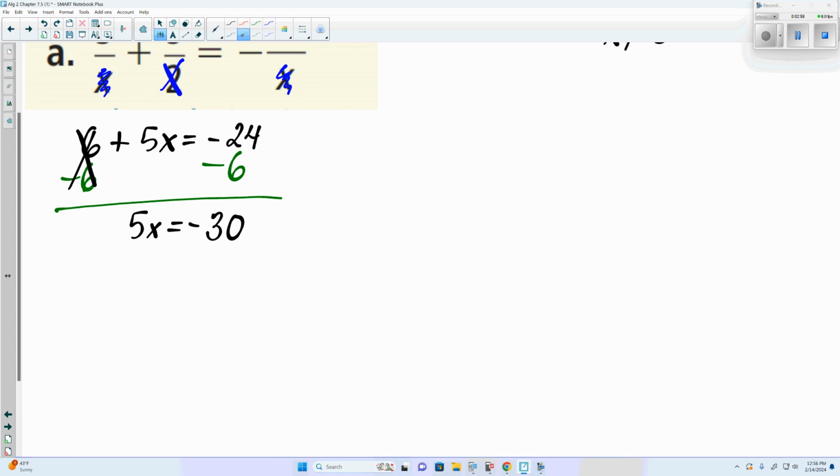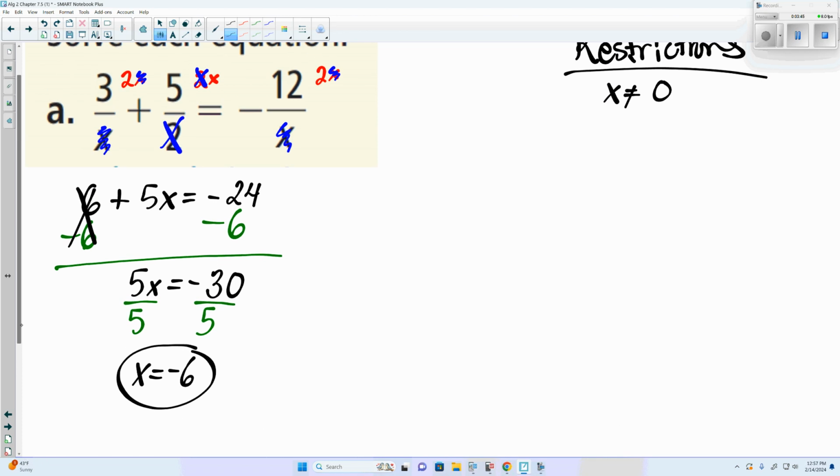And the last thing we need to do to solve for x: divide both sides by 5. When we divide both sides by 5, we do get x. So x would equal negative 6. Because if it had been x squared, we would have needed it equal to 0. And it's not one of our restrictions, so that is the final answer.